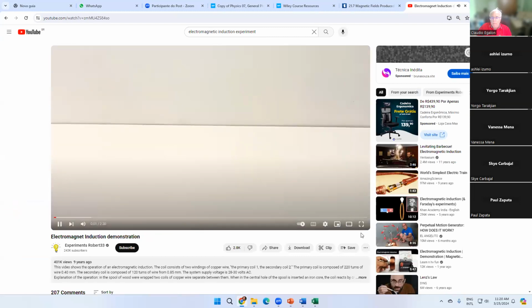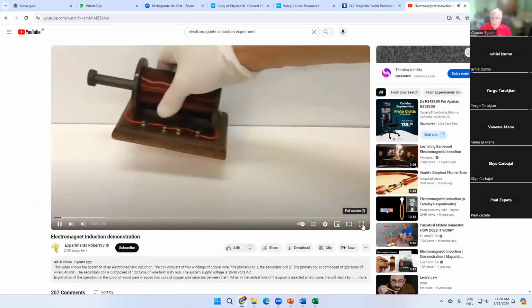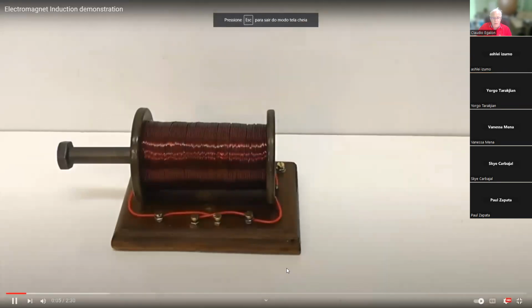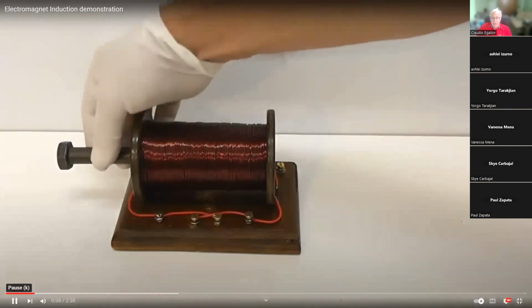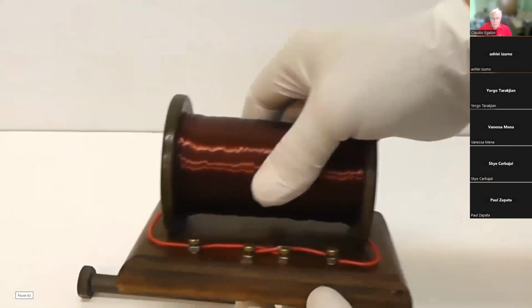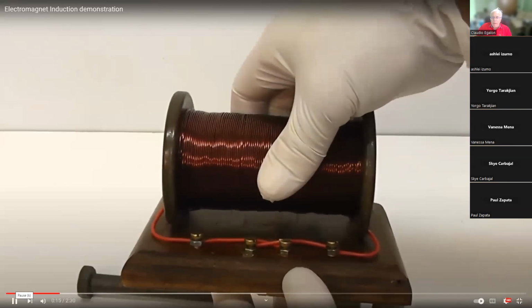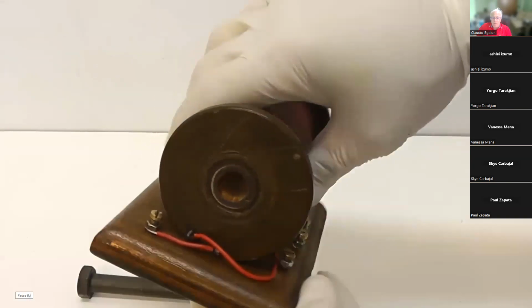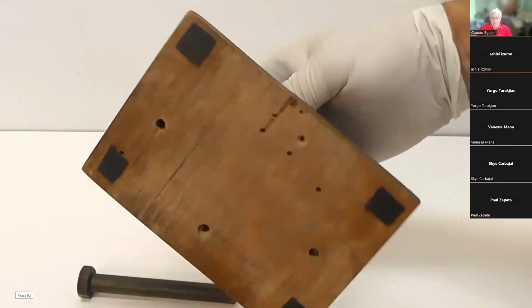Here you go. Okay, so we are using a closed loop circuit, and what you see right here is a solenoid, and there is no battery whatsoever. It's a closed circuit. Those wires here are closing the circuit. And let's see what else. The more turns in the circuit, the more sensitive the circuit becomes.